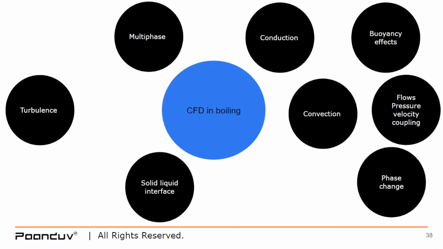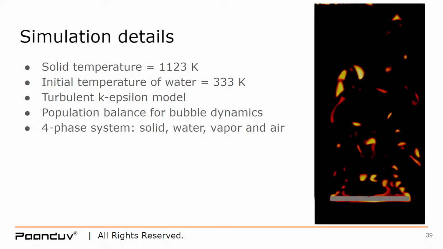Again, when it comes to CFD in boiling, a lot of physics is happening. Population balance is one of the techniques that we use for creating bubbles, and understanding the bubble velocity, their rising rate, their impinging rate, coalescence of bubbles, splitting of bubbles, mixing of bubbles, things like that. So we use a technique called population balance here. The simulation details for this simplistic yet powerful simulation are as follows.